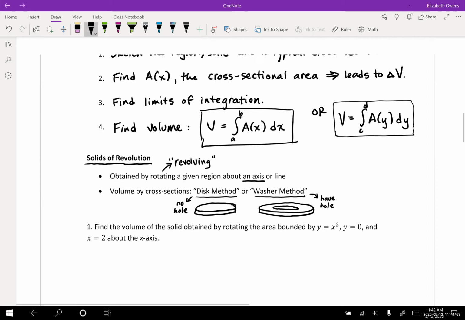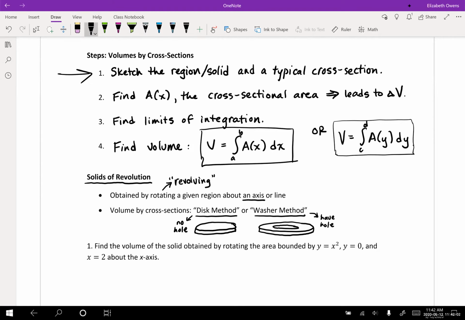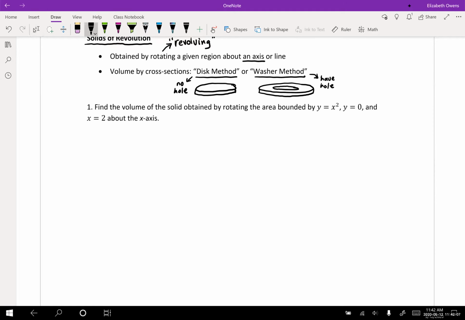First things first. That is our first step here. We're going to sketch the region that's going to get rotated. All right, so set yourself up a little graph here. Okay, and check out our functions. So we've got y equals x squared. All right, so graph that parabola. 2, 4, that's about all I can fit.